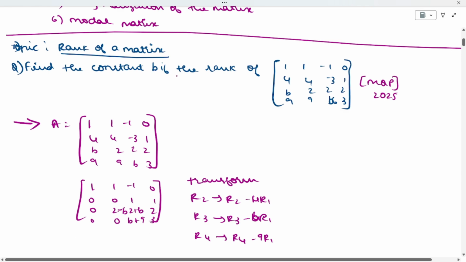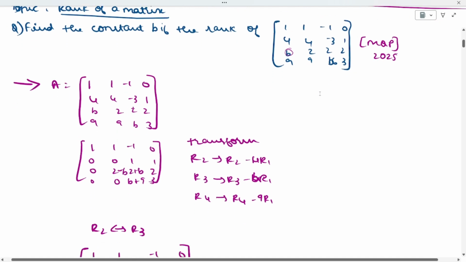Find the constant b if the rank of the given matrix is 3. They have given the matrix 1 1 -1 0, 4 4 -3 1, b 2 2 2, and 9 9 6 b, and you have to find the value of b. Now write the same matrix as A. You can consider it some matrix A, you can take any variable here.